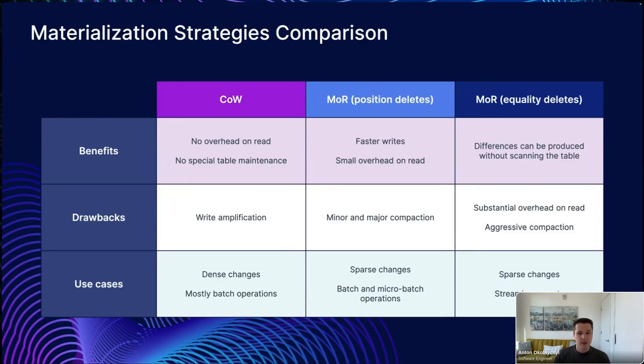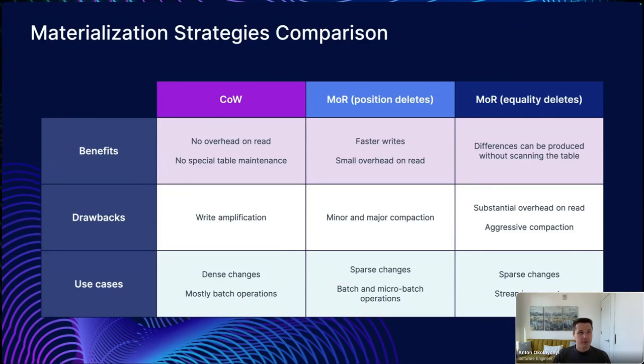Merge and read, on the other hand, offers a much faster way to handle sparse changes, but requires additional work during reads. Position deletes tend to have a fairly small overhead, but they require writers to find positions of the files, positions of the records that have to be changed. Equality deletes are designed for streaming upserts, and the primary benefit here is that they allow Iceberg to produce differences without scanning the target table. And it's really important for the stability of the write operation in your streaming pipeline.